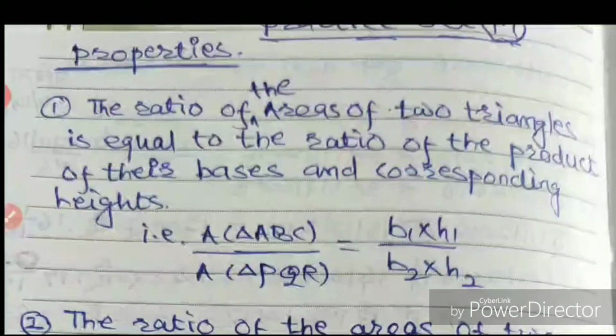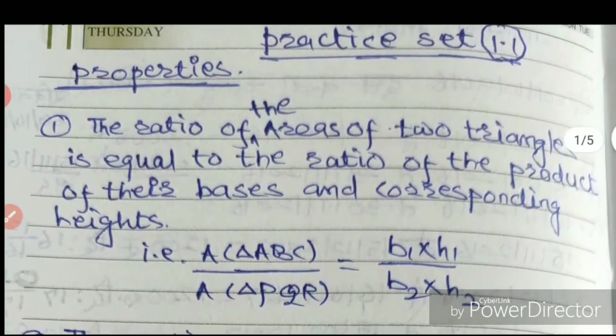Now the video is on similarity, the ratio of areas of two triangles. We saw in an earlier video the properties of the ratio of areas of two triangles. Now we revise it for solving practice set 1.1.